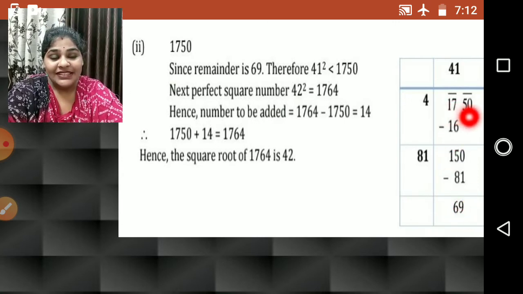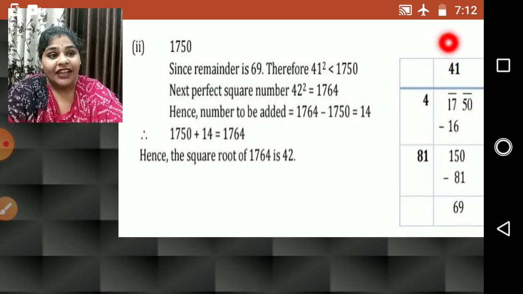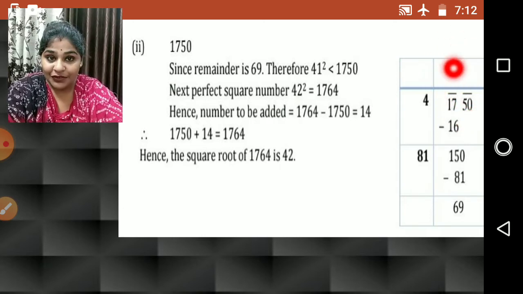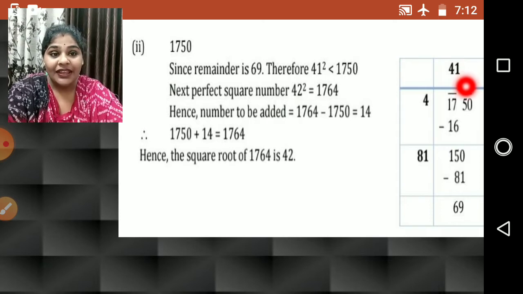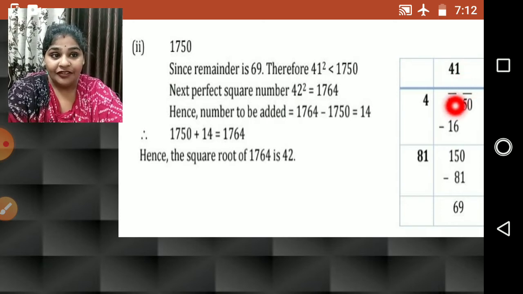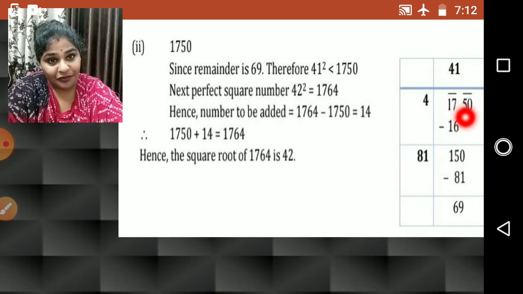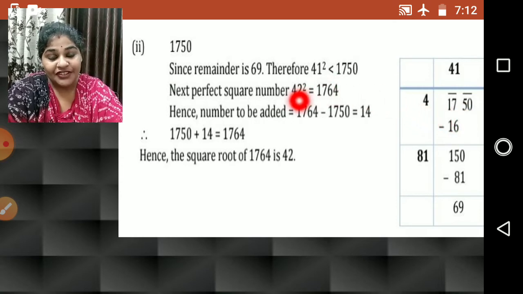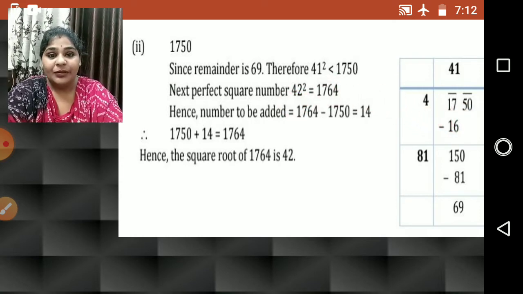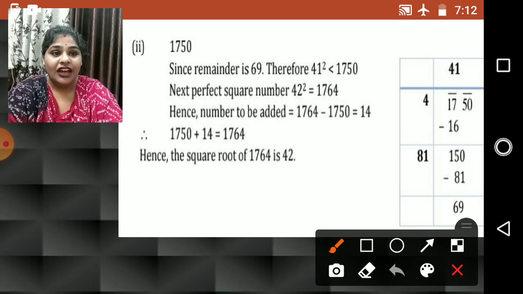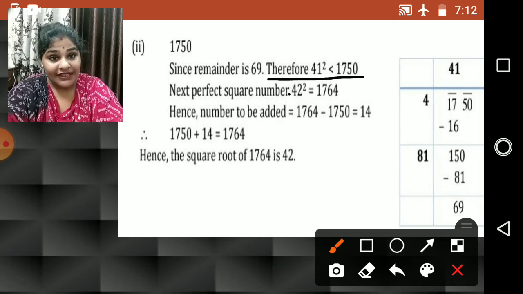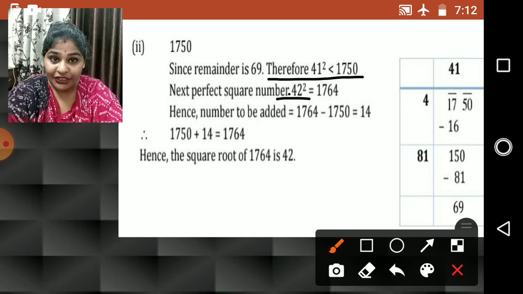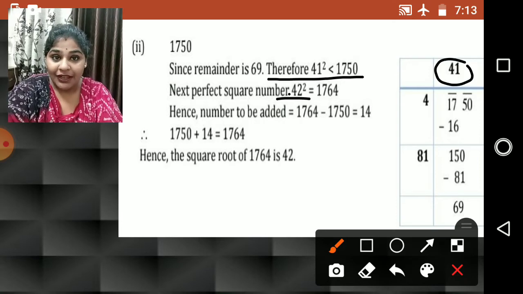That means 1750 is not a perfect square, and we now have to concentrate on the number which we got over here, that is 41. So 41 square will be less than 1750. So we will move to our next perfect square, that is 42 square. See here, children, 41 square is less than 1750. So the next perfect square will be 42 square. After 41 it will come 42.